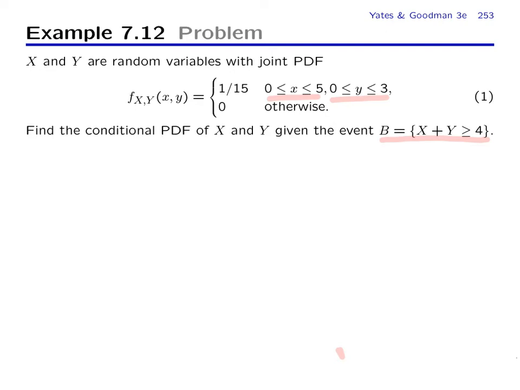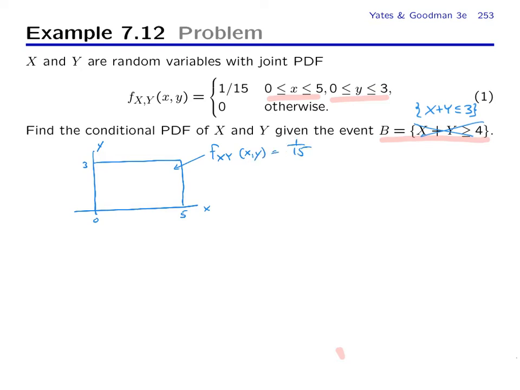So just for fun, let's consider an alternate problem where instead of X plus Y greater than or equal to 4, we consider X plus Y less than or equal to 3. In this case, we have the XY region, and X goes from 0 to 5, Y goes from 0 to 3, and inside this box the joint PDF of X and Y is equal to 1/15. Now we have the conditioning event B that says X plus Y is less than or equal to 3, and that corresponds to the line where X plus Y equals 3, and the conditioning says that we have to be below this line.